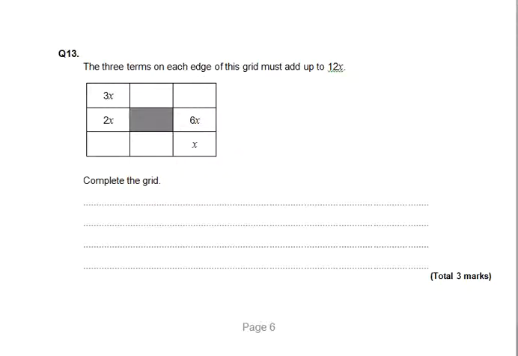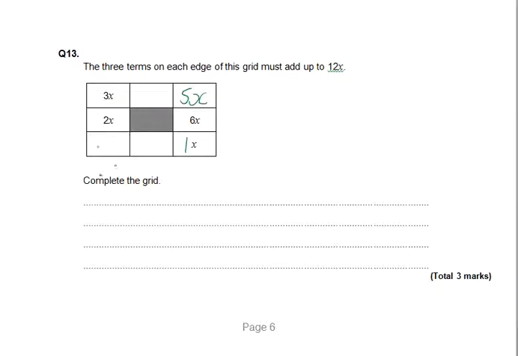This one, we're looking at basically getting things to add to 12x. So 12, remember that x just stands for 1. So 6 add 1 is 7, 8, 9, 10, 11, 12. So we end up with 5x. Again, check your answer. 5 plus 6, 11, plus 1 makes 12.